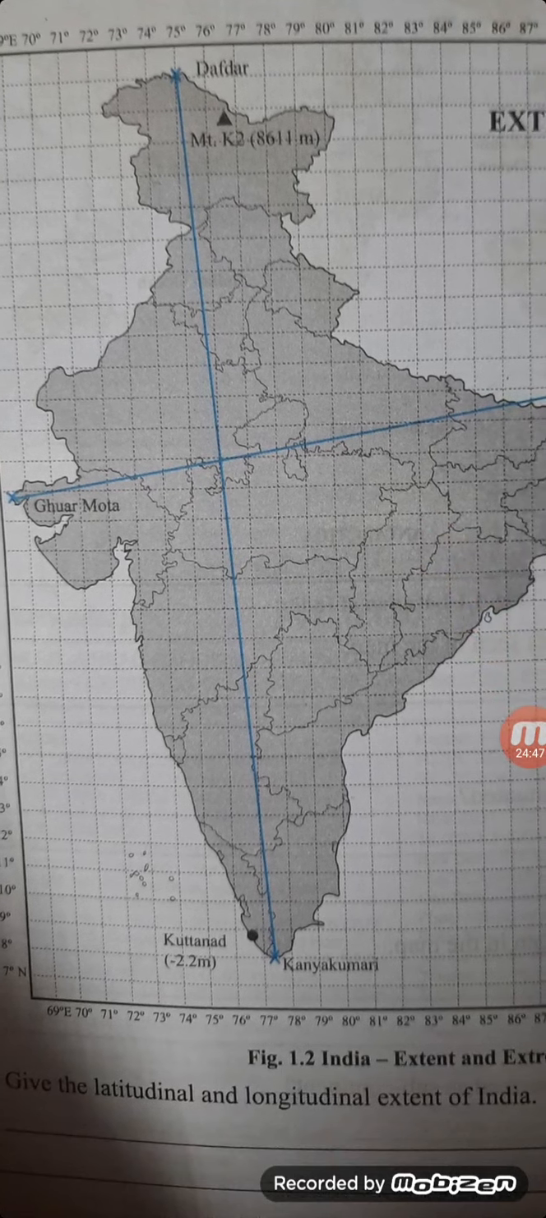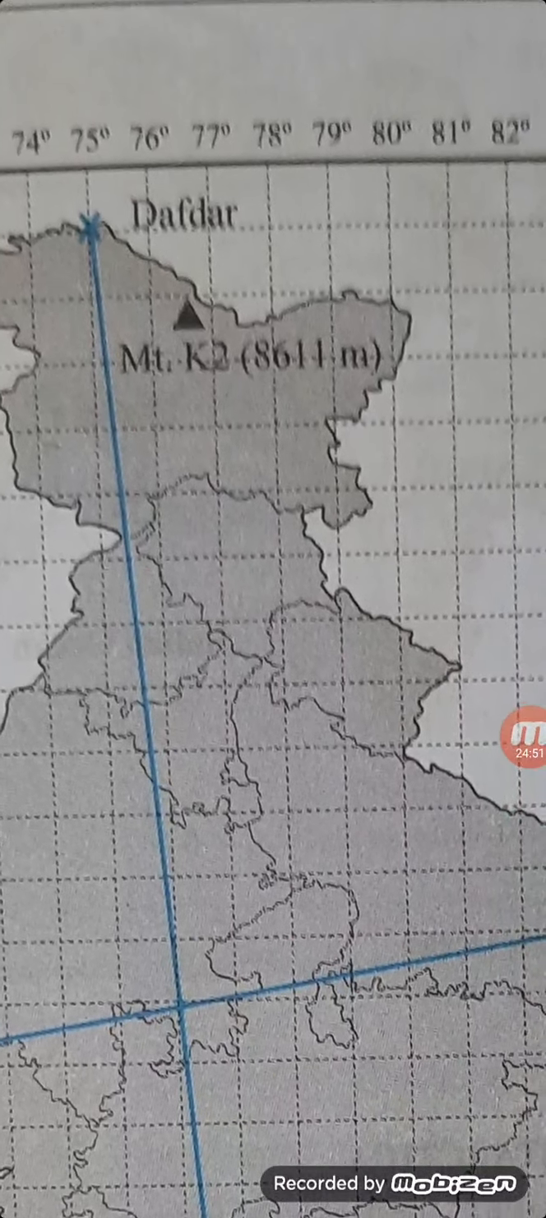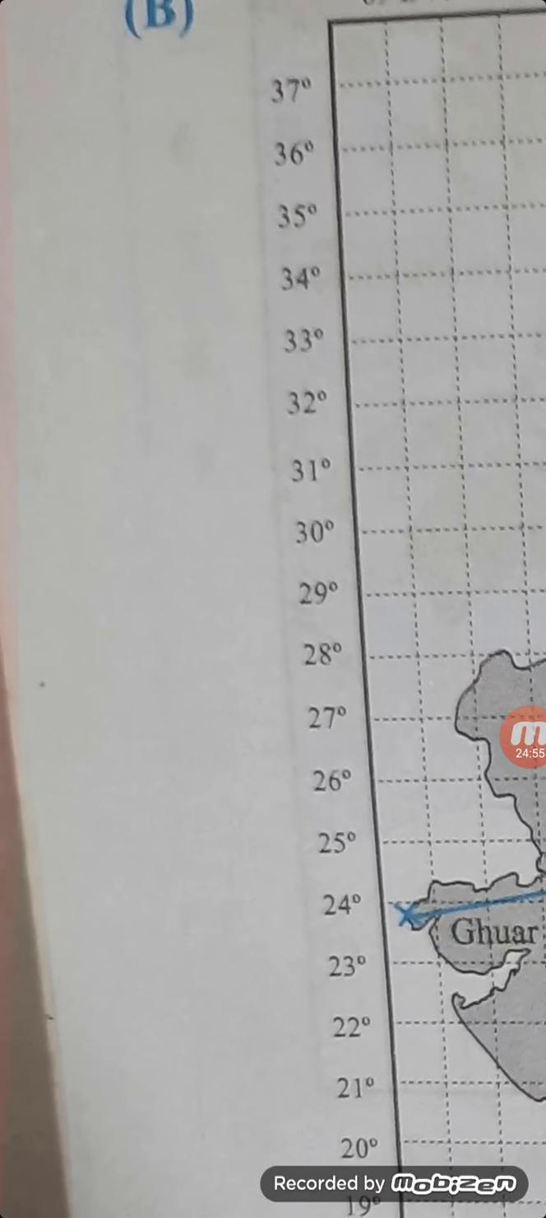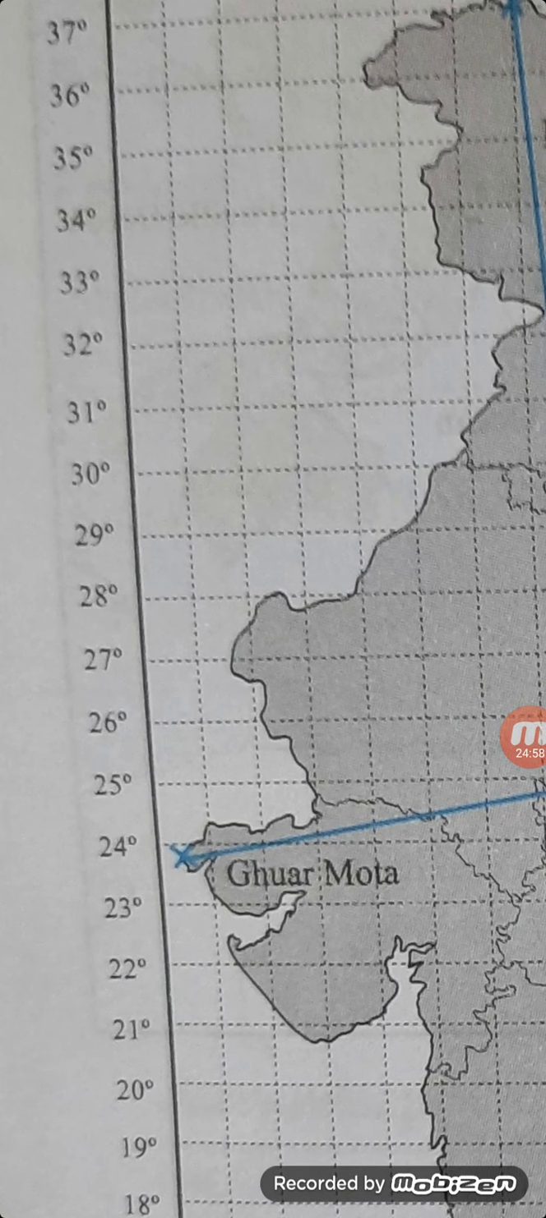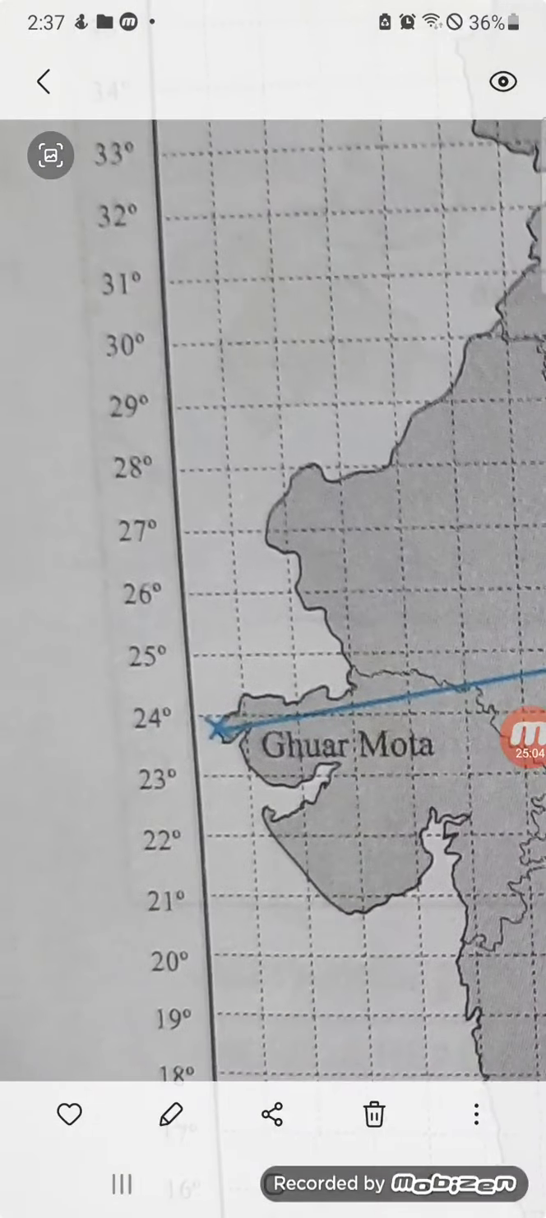So these are the last parts of India. On the south we have Kanyakumari. On the north we have Dhafar, or northwest Gohar Mota, and on the Assam side, we have Kibitu. These are the four last parts of India.